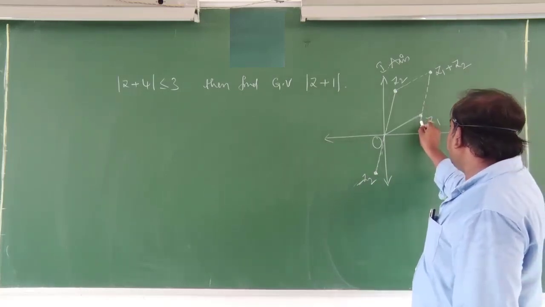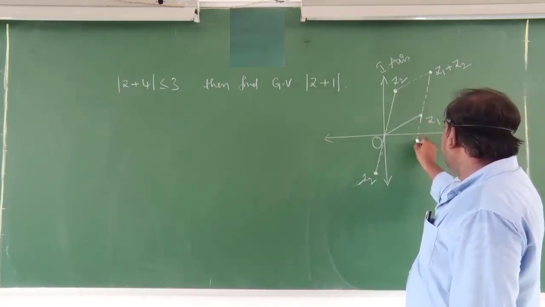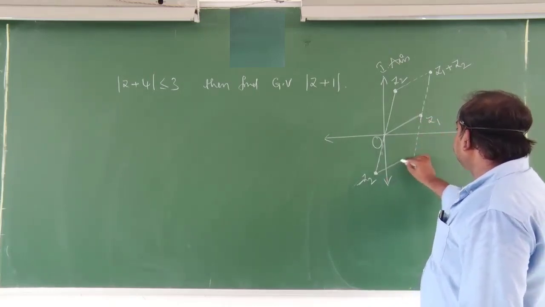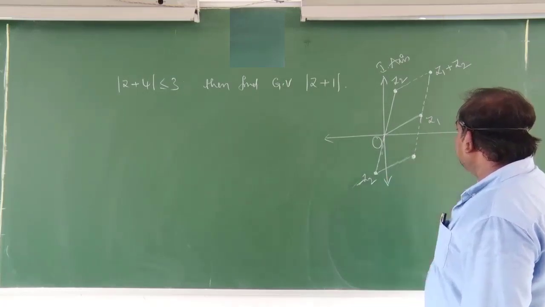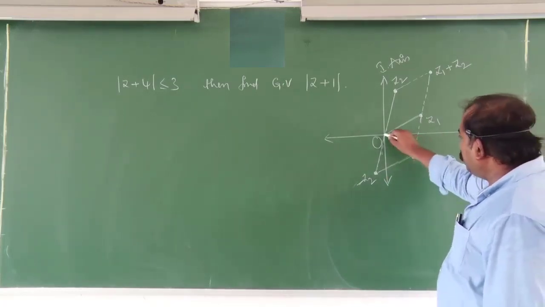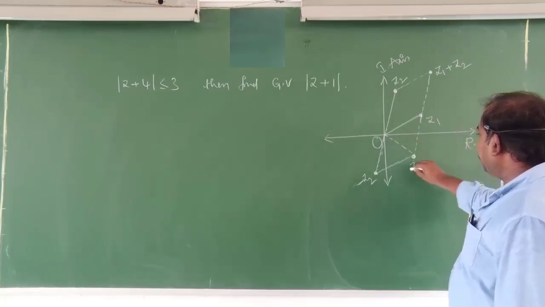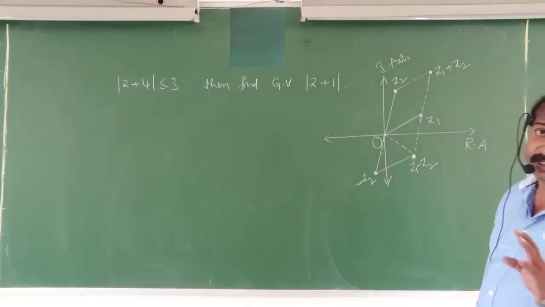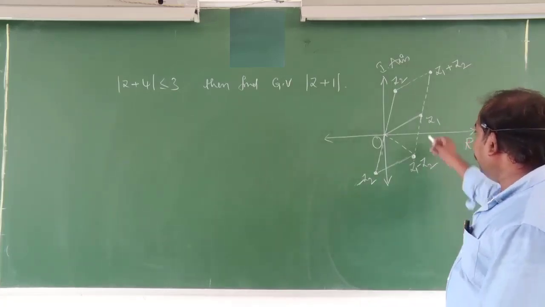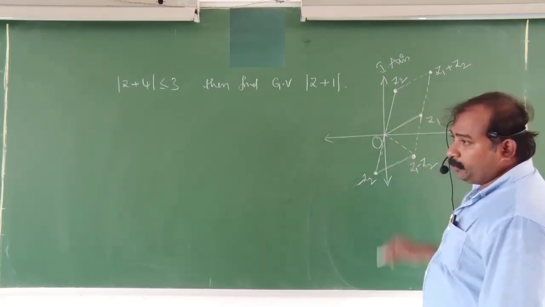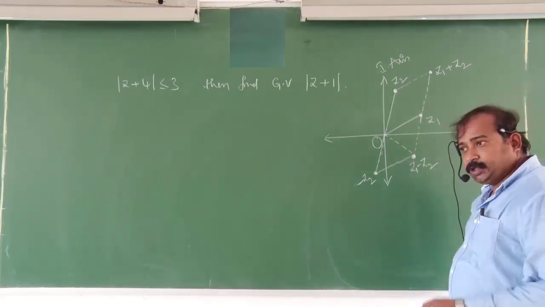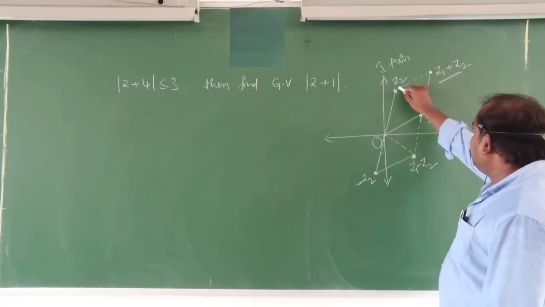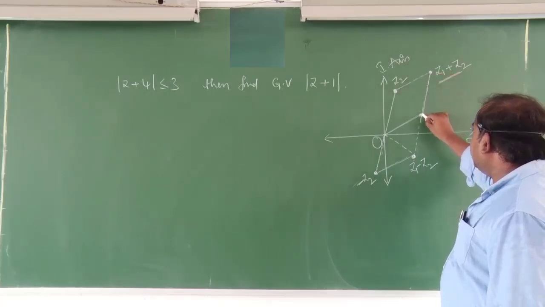Here it is. If you extend like this and join like this, then what does this value indicate? Here this value indicates Z1 minus Z2. This is the geometrical meaning. So if Z1 is one point here and Z2 is one point here, automatically Z1 plus Z2 will lie here. If you complete the parallelogram like this, you will get it.